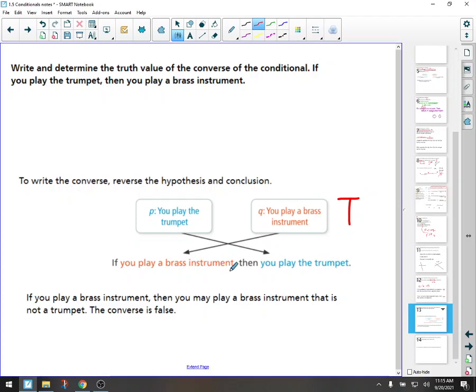What if you reverse that? If you play a brass instrument, then you play the trumpet. Something else that's called a brass instrument is the tuba, or the French horn, or the baritone horn, or the euphonium, or the flugelhorn, or the bugle, or there's a lot of different options besides the trumpet that fit into the brass family. So since that's not true, you couldn't say this is an if and only if.